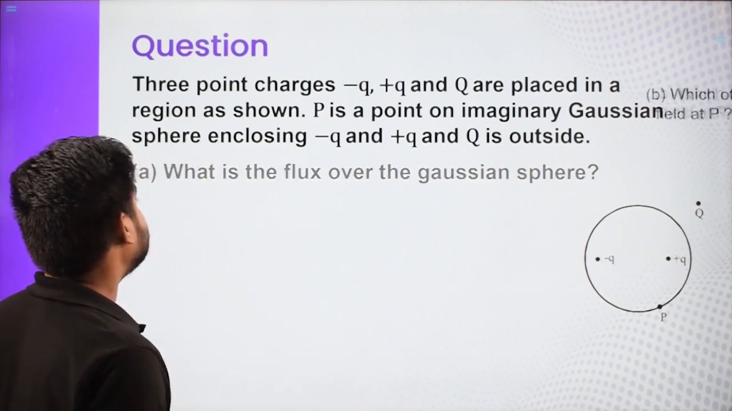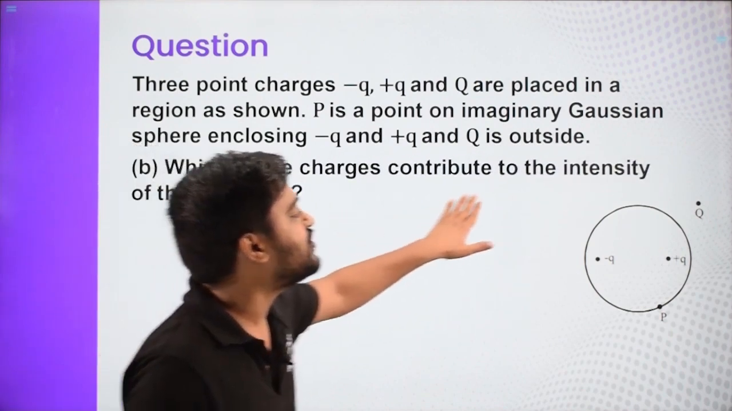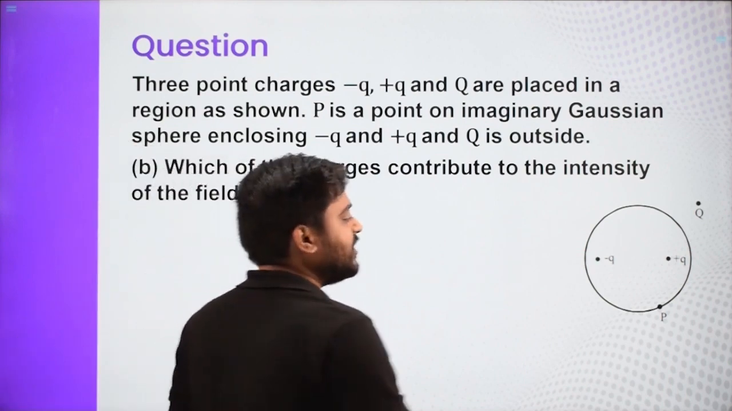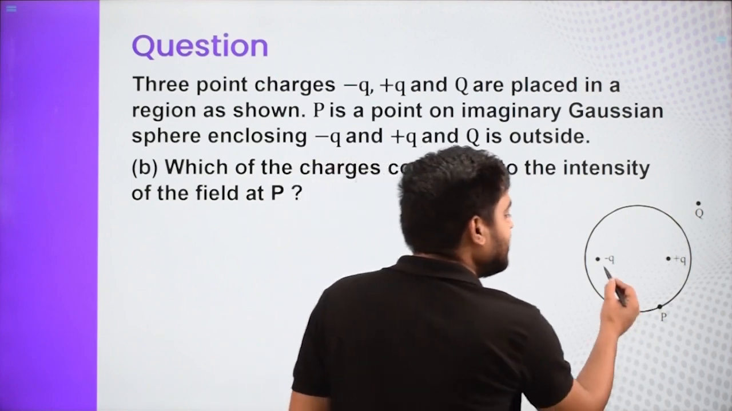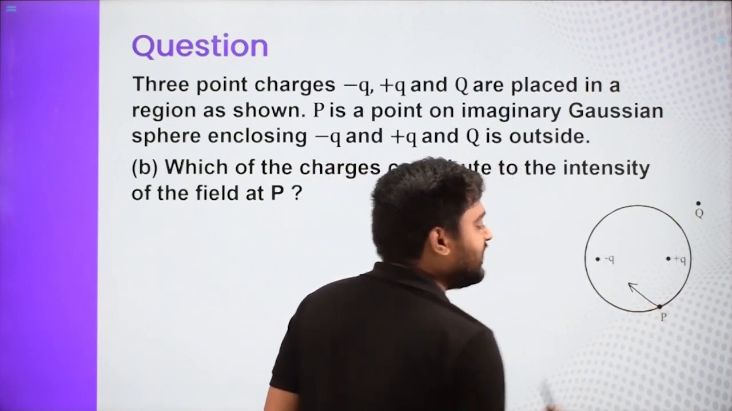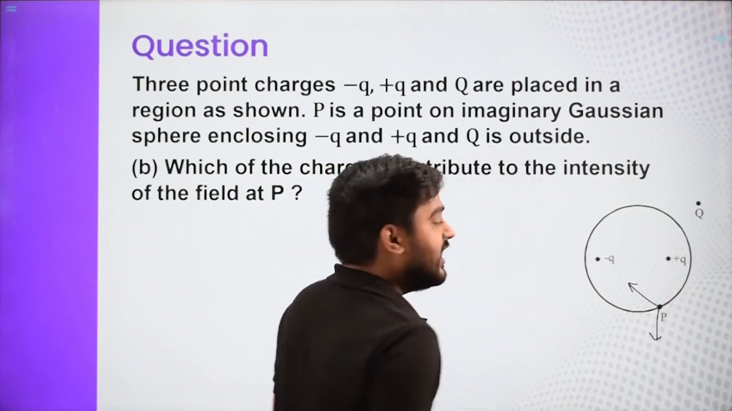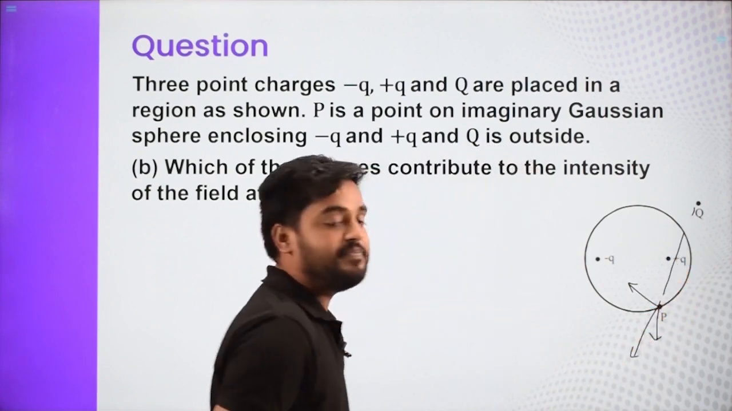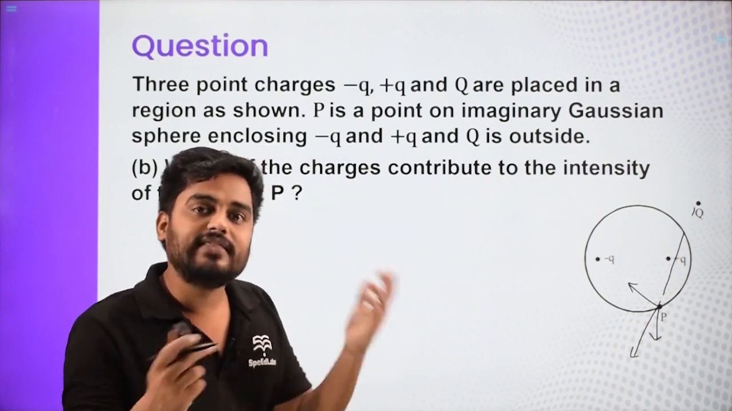Let us look at the second question. It says, which of the charges contributes to the intensity of the field at P? So at this particular point, which charges are contributing? This negative charge will be producing an electric field intensity like that. This will be producing an electric field intensity like that. And this will also be producing an electric field intensity in that region. So the electric field intensity at this point is due to all the charges.